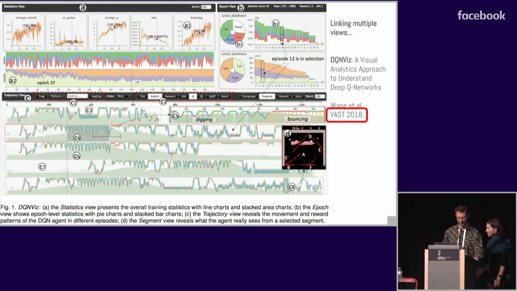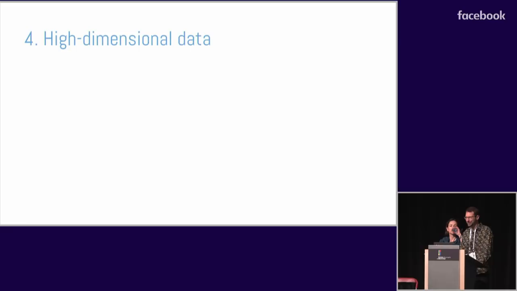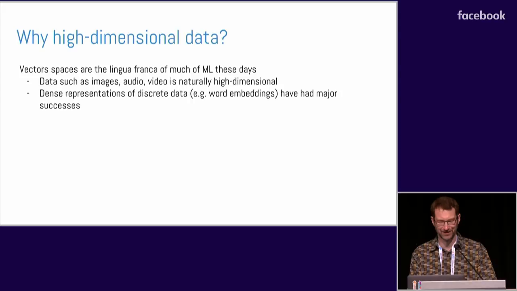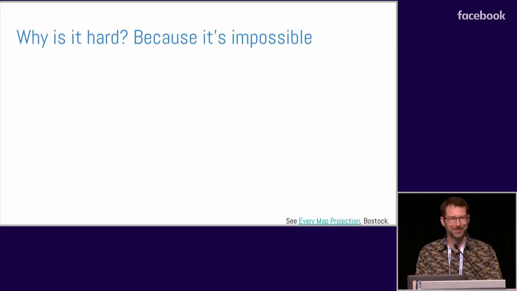Cool. Okay, so let's talk a little bit about high-dimensional data. This is a critical part of machine learning; in a sense, it's the lingua franca. So many things in a complex model can be reduced to a vector in high-dimensional space. And so the question about visualizing this kind of data becomes critical. Unfortunately, it's really tough, and it's tough for the unfortunate reason that it's impossible. You just can't do it right.